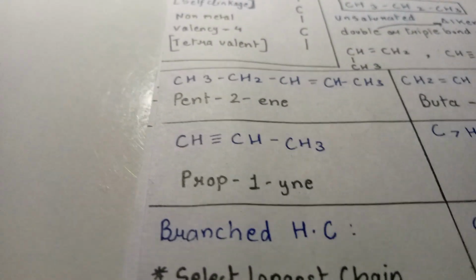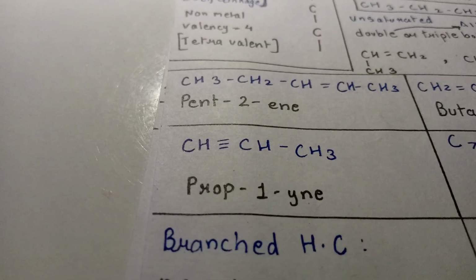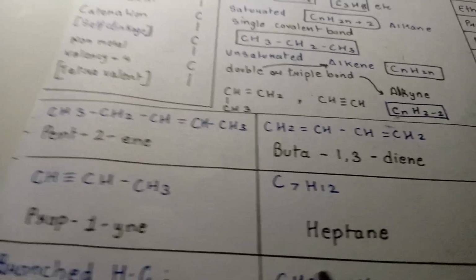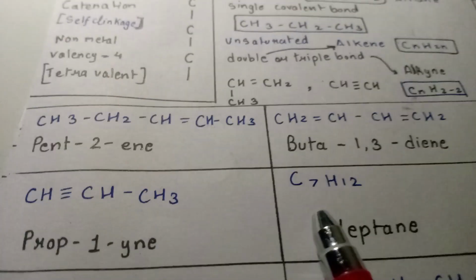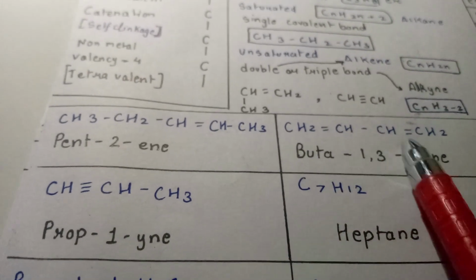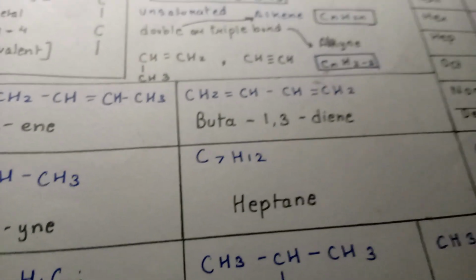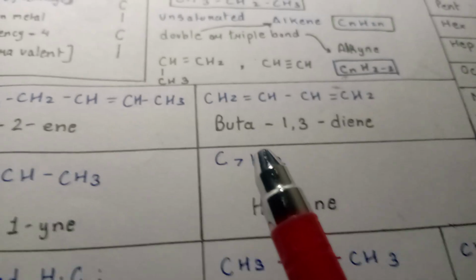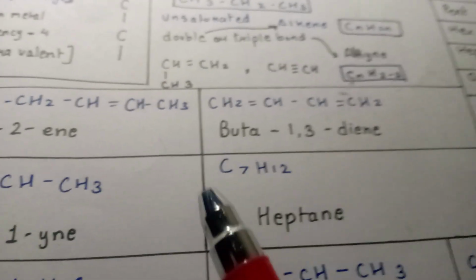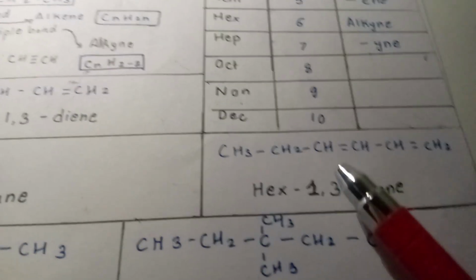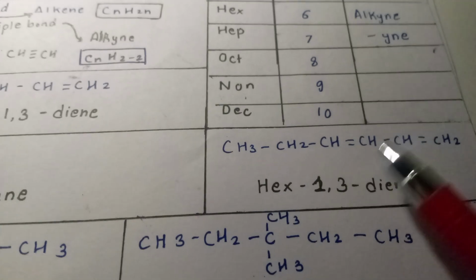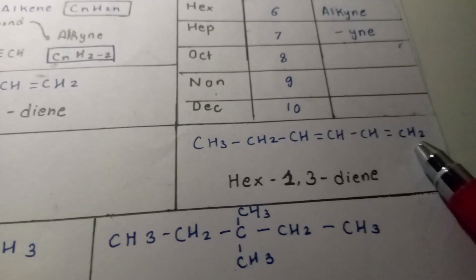Okay, next up is C7H12, sorry, C7H12. Now the problem with C7H12 is that the structural formula is not given here. So how are we going to name it? It's easy. If no structural formula is given, it means it does not have any double bond or triple bonds, so heptane. Next up is CH3 CH2 CH double bond CH single bond CH double bond CH2.